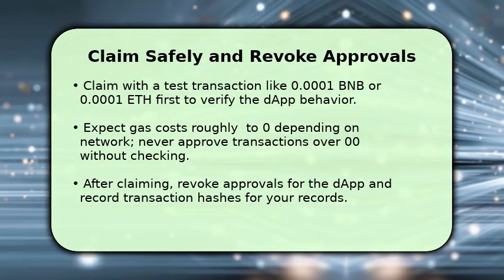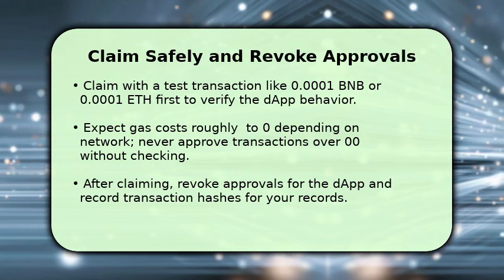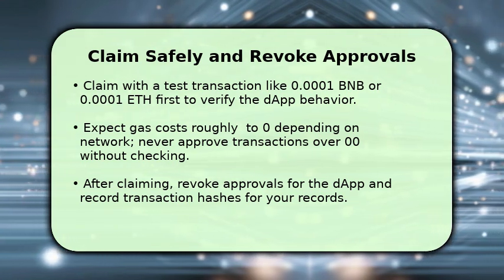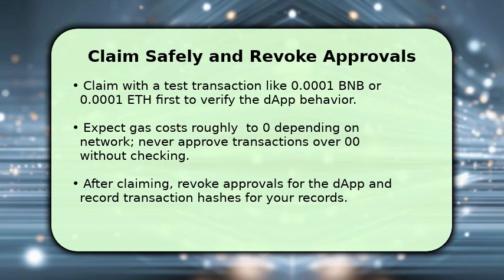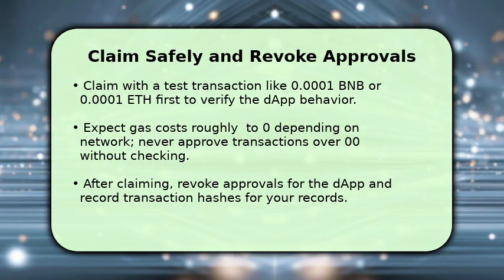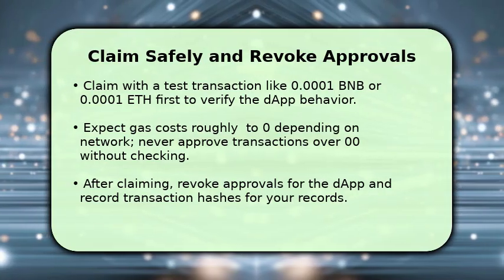After you successfully claim, use a reputable revoke tool or the token allowance interface to remove approvals and save the transaction hashes for auditing and any follow-up support.